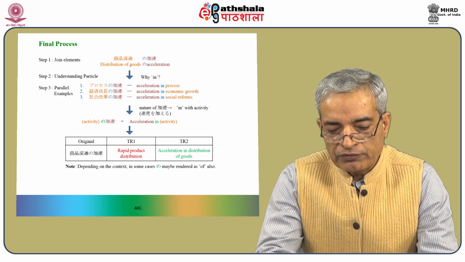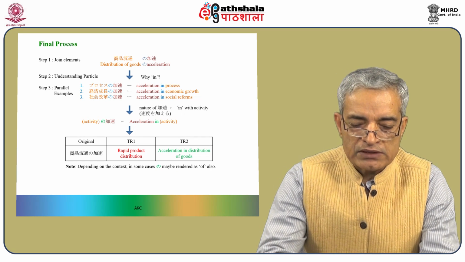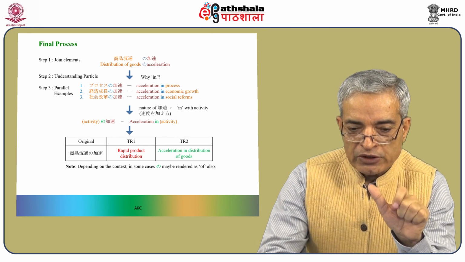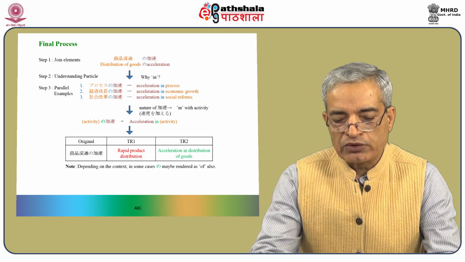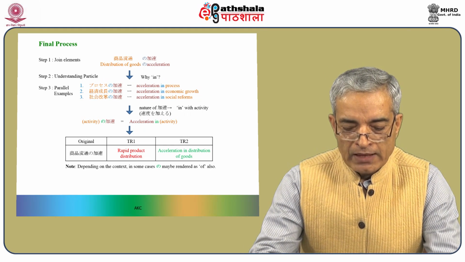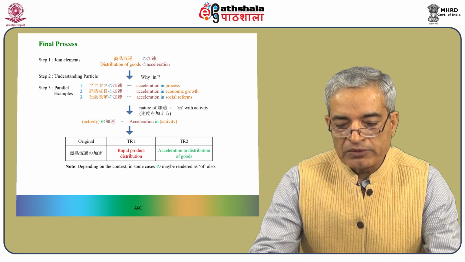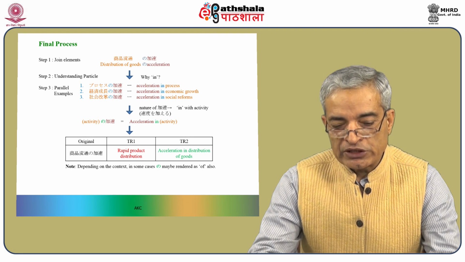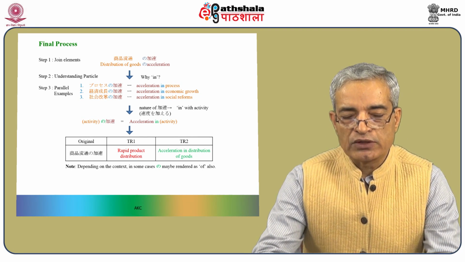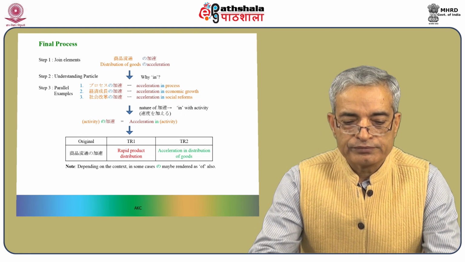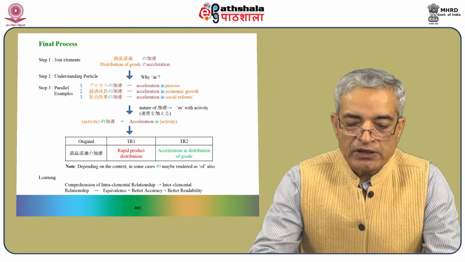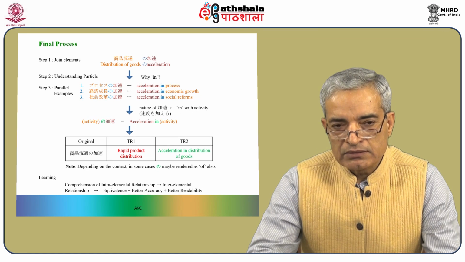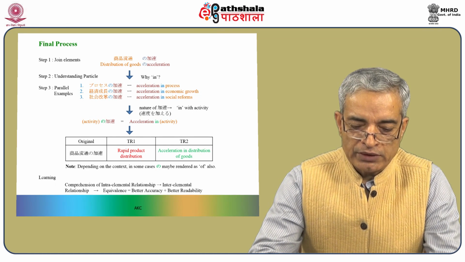And that is how the first was rapid product distribution, and the second translation is considered a better translation. Of course, not only on the basis of this particular phrase which you have seen here, but on the basis of the running context, the second one sounds much better. Depending upon the context, in some cases, no may be rendered as of. Rather, the users might be more comfortable in such cases where the equivalent is given as of. The comprehension of intra-elemental relationship, then inter-elemental relationship, equivalence gives you better accuracy and better readability.